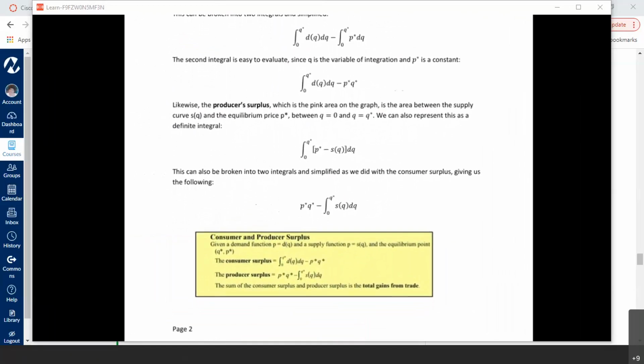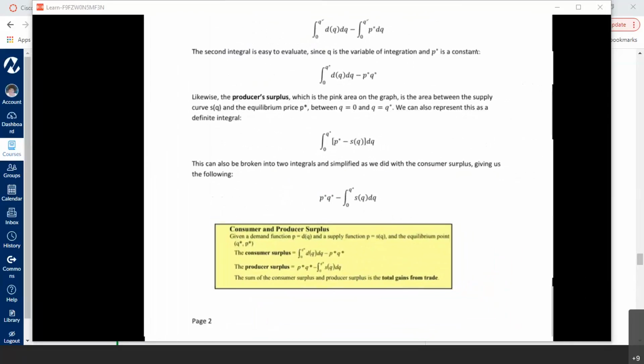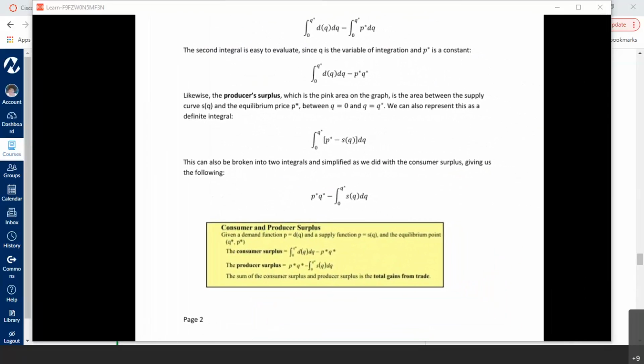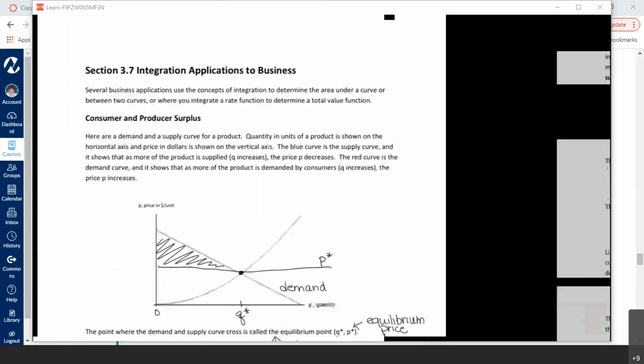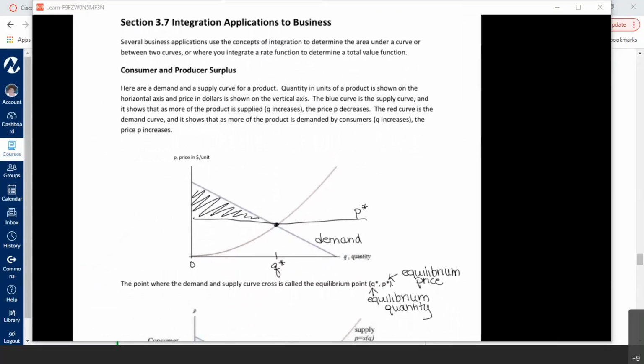Likewise, I've got a producer surplus, which is the pink area on the graph. And again, I'm going to go back to my picture here. You can see there I'm subtracting the supply curve from P star. So here's my supply curve.